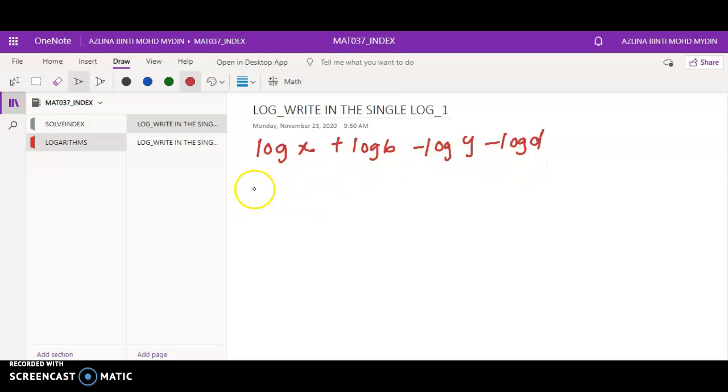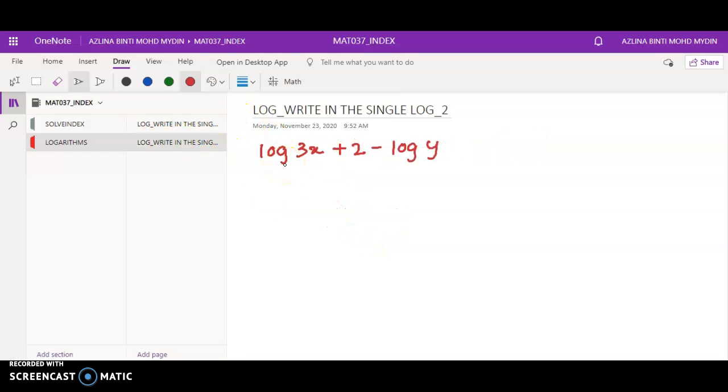Okay, so I can write it based on the logarithm rules of product. So I can write it in this way, same base. So plus will be multiply, okay, minus will be divide. So I have written it as a single log. Okay, simple as that. I just performed it based on the product rules for logarithm.